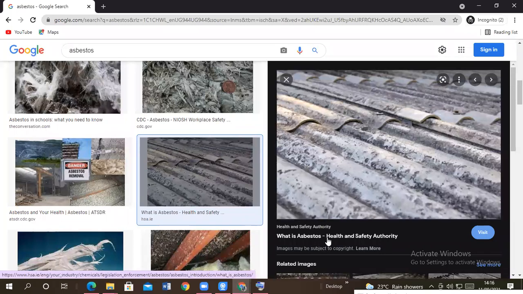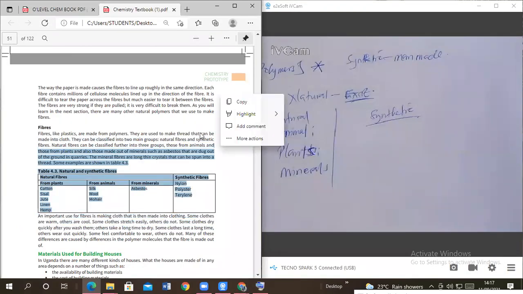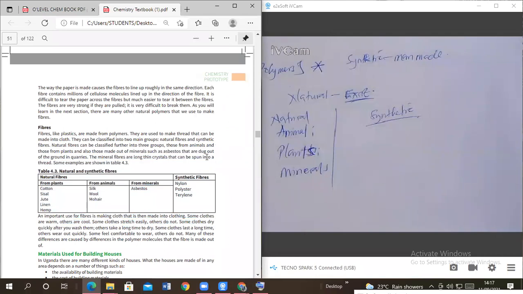So they are saying there are some health concerns about those types of sheets. If they are still there, make sure they are fine. So those are the types of things they make from asbestos.